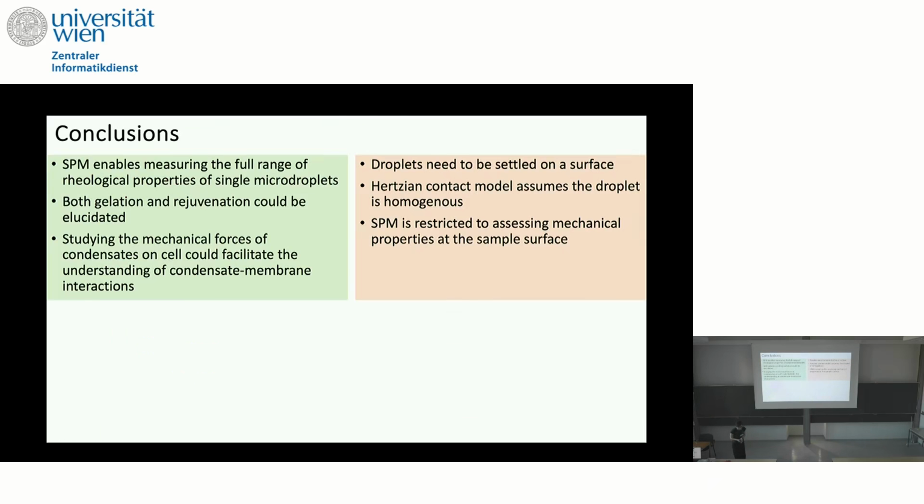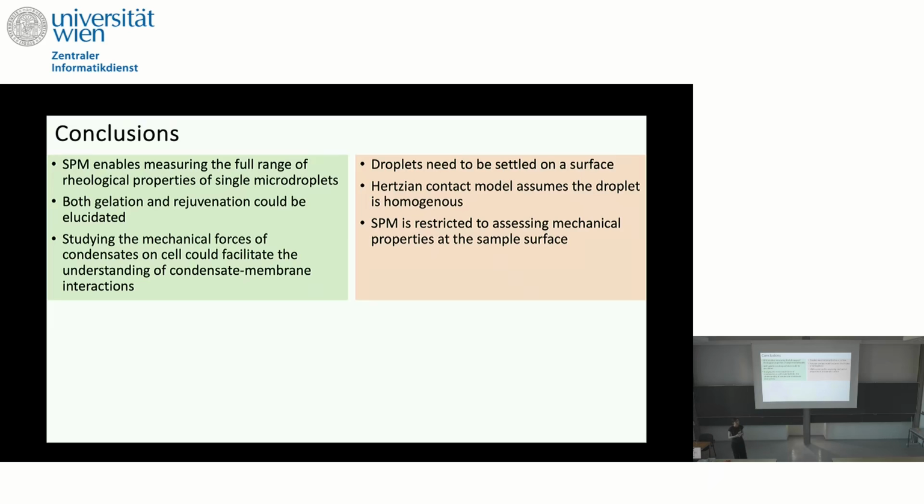So what can I say at the end? What can we conclude? So I could show you that with scanning probe microscope, we could measure rheological properties of single microdroplets from liquid to solid and back to liquid when they again rejuvenate, and this is quite nice. And this is the direction I'm working on right now. So it's still quite new, condensates on cells and the extracellular matrix, and this is what I'm working on. But I would really like to understand, so use this studying the mechanics to understand the condensate membrane interactions, because we know how membrane wetting is crucial also in many biological fields.